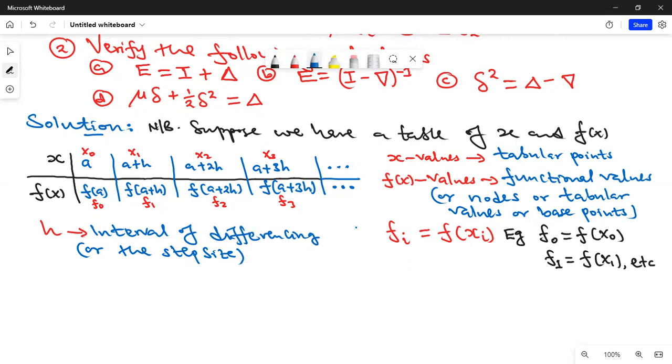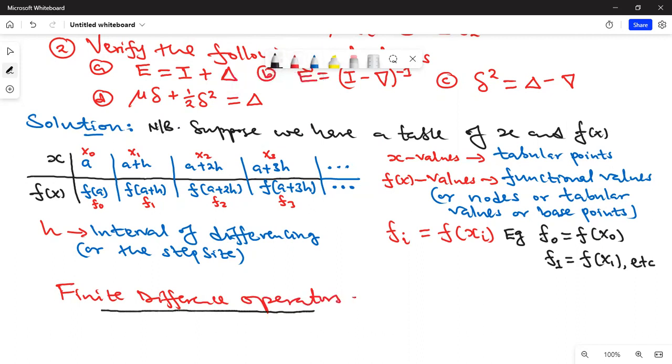Now, having explained those concepts, let us now define the finite difference operators. So now the finite difference operators. Now they will operate on functional values. Let us discuss them. There are about 6 operators.